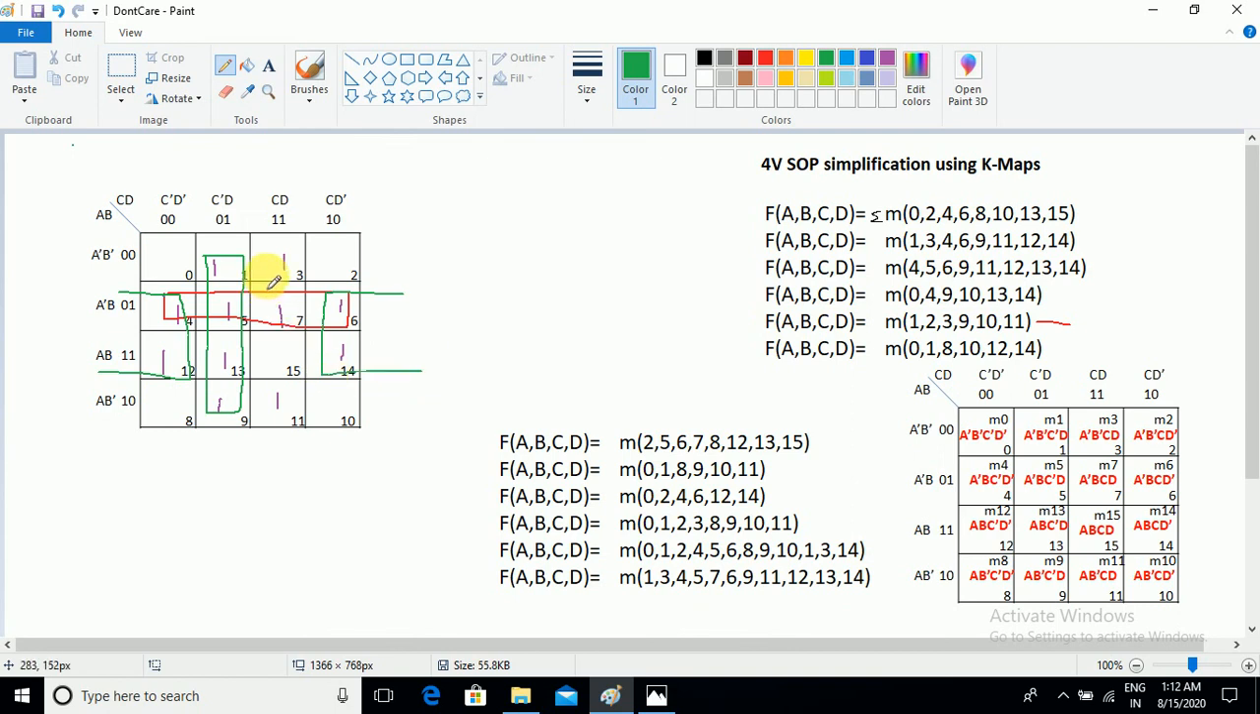Now let us think about this one and this one. Here also, if I take an edge mapping, obviously I will get a 4 cell grouping. So this is also a somewhat confusing problem. You have to do more practice. But in this problem, all are prime implicants.